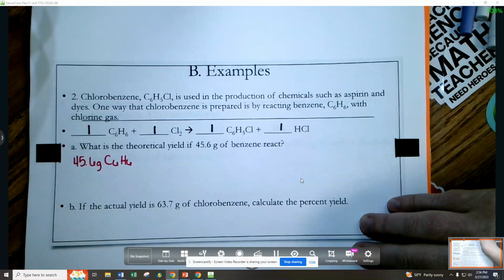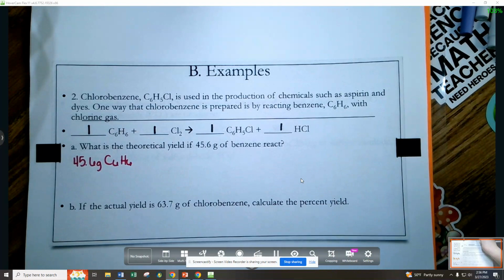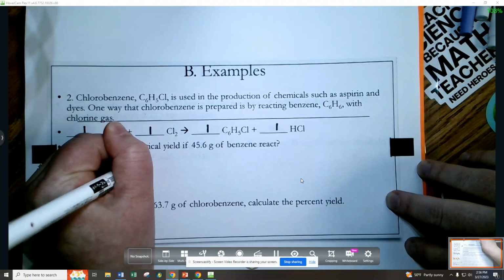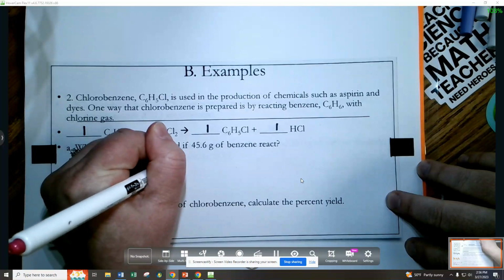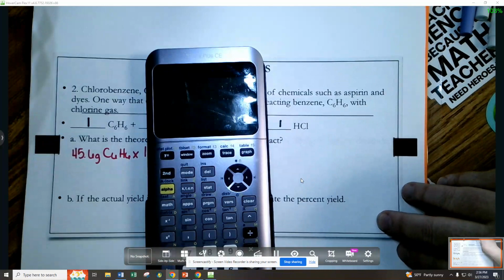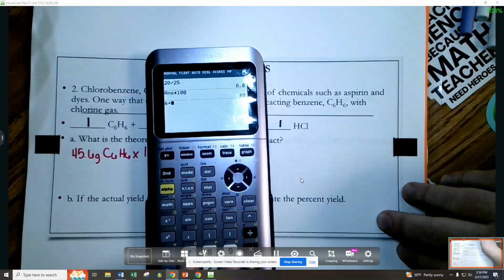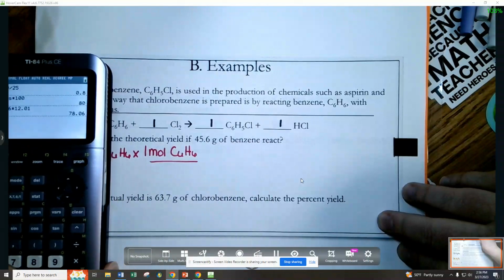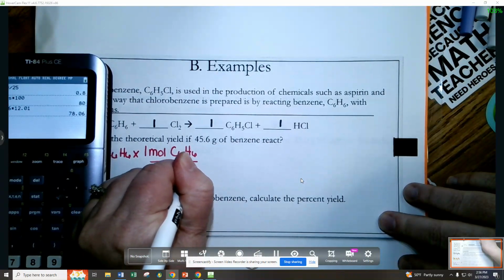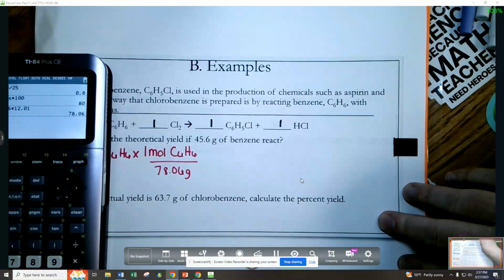Okay? So when we go through a mass-to-mass, the first step is to convert grams to moles through the use of molar mass. So I have 1 mole as my numerator here. And my denominator, if I'm not sure, I have 6 hydrogen and 6 times 12.01 for my carbon. And I have 78.06 grams for my denominator here. All right.